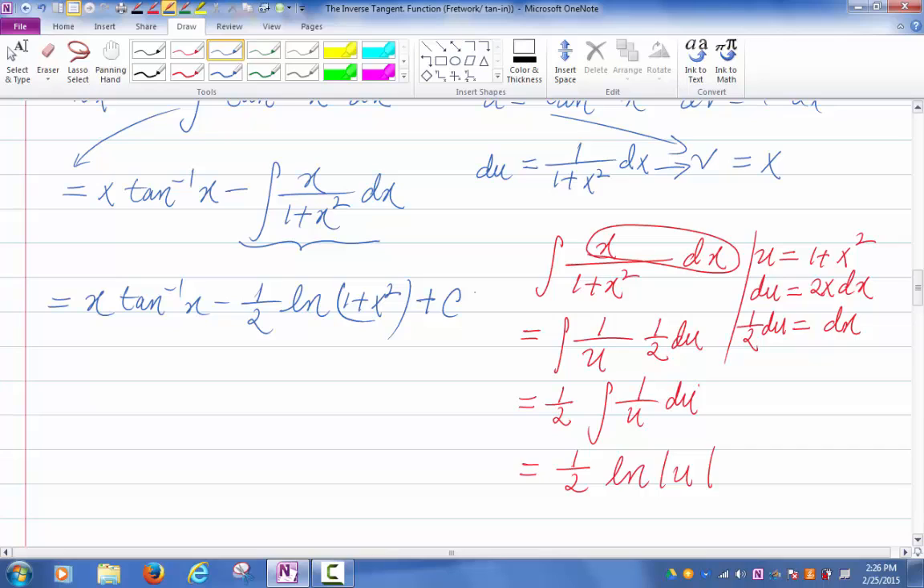Why did we make u equal to 1 plus x squared? How did the integral become 1 over u? Is this written right here? Well, one above that, I guess. Here? Yeah. So you have this integral.